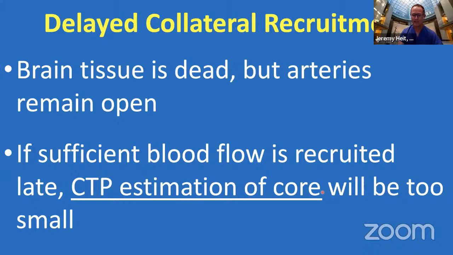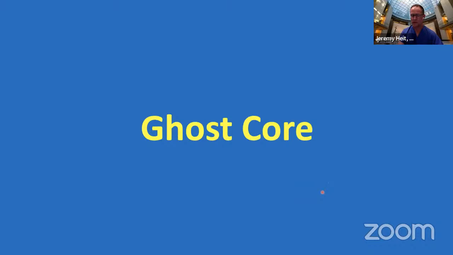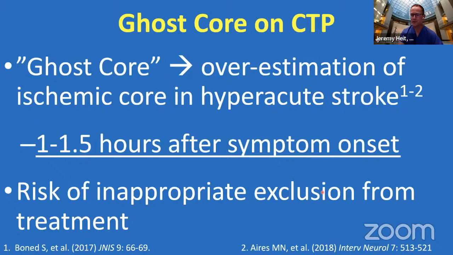And that's important. Some of you might have heard of another pitfall of CTP, which is the ghost core. So the ghost core is this tendency of CT perfusion to overestimate the size of the core in hyperacute stroke patients. And what do we mean by that? Well, these are patients who present within the first hour, hour and a half after the symptom onset. And the danger of this error is that you may inappropriately exclude patients from treatment if you're not aware of the ghost core. Here's a couple of good publications I recommend on this topic mentioned down here as well.